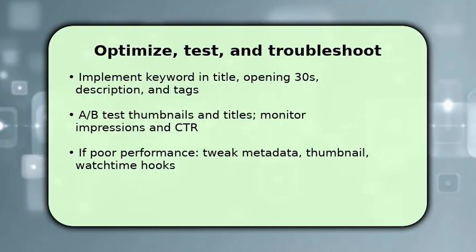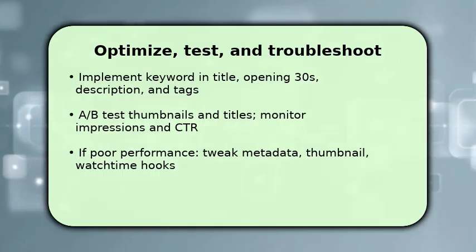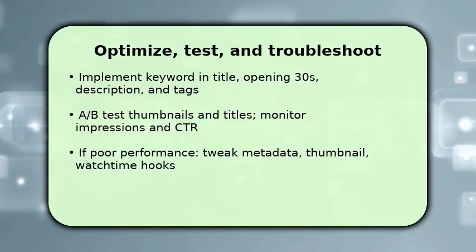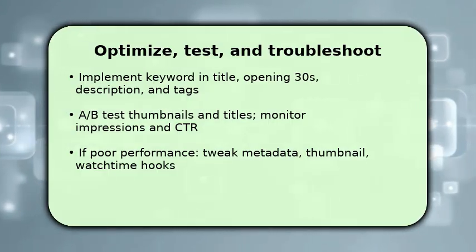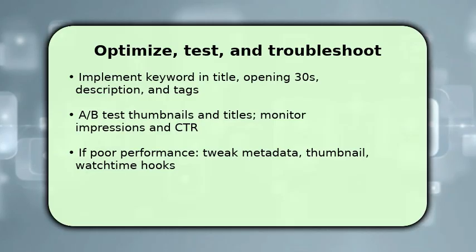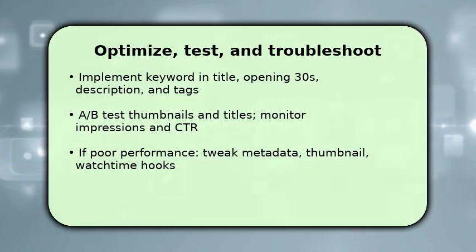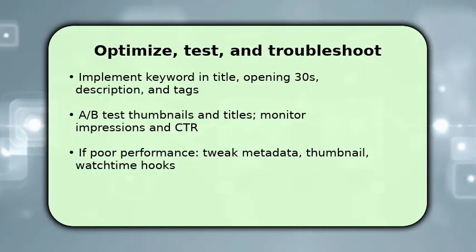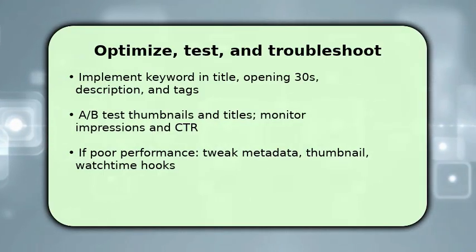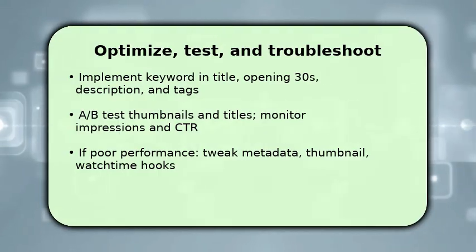Then A/B test thumbnails and alternate title phrasings while monitoring impressions, CTR, and average view duration. If performance lags, make one change at a time. Adjust the thumbnail, tighten the intro to boost watch time or swap related tags, and reevaluate after 7-10 days. This iterative testing is how you find the right combination.